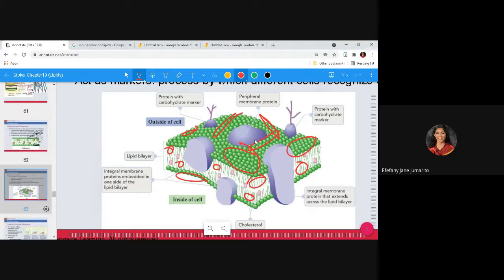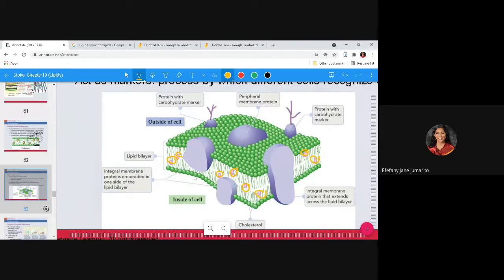These pink ones in the middle, what do we call them? Cholesterol, ma'am. Okay, your cholesterols. The pink ones. And these tails are your fatty acids. Okay. So that one. Then we have this.